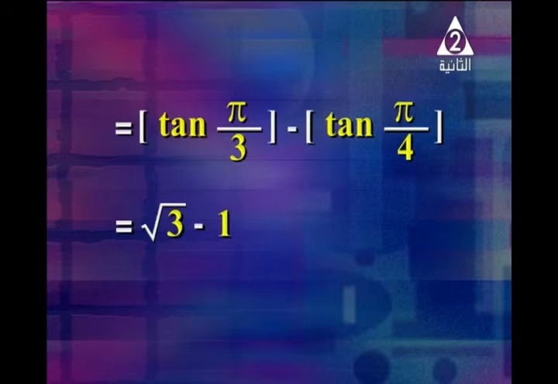After we substitute 10 pi over 3 minus 10 pi over 4, what is the tan of 10 pi over 3? Equals root 3. What is the tan of 10 pi over 4, or 1045? Equals 1. Then the result is root 3 minus 1.